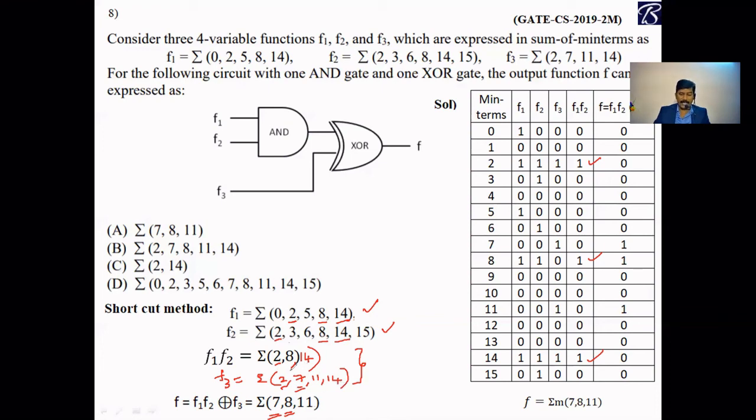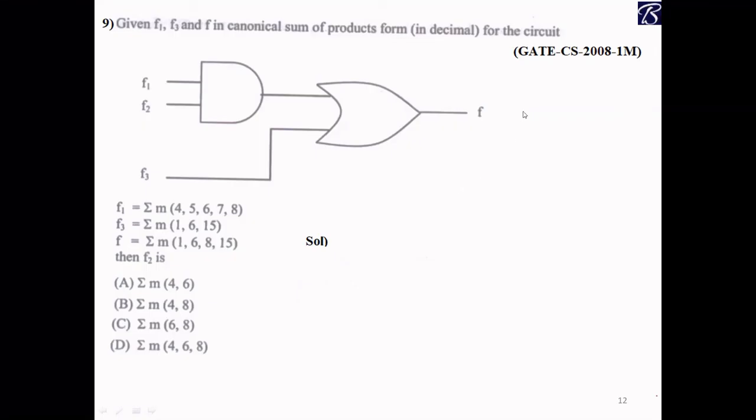What is the conclusion here? In XOR operation, the min terms should be different, because we know when both are different the output is 1. So in that way we can write f equal to f1 f2 XOR with f3, that is sigma of 7, 8, 11. So option A is correct, sigma m of 7, 8, 11. This was asked in GATE 2008 for computer science for 1 mark.